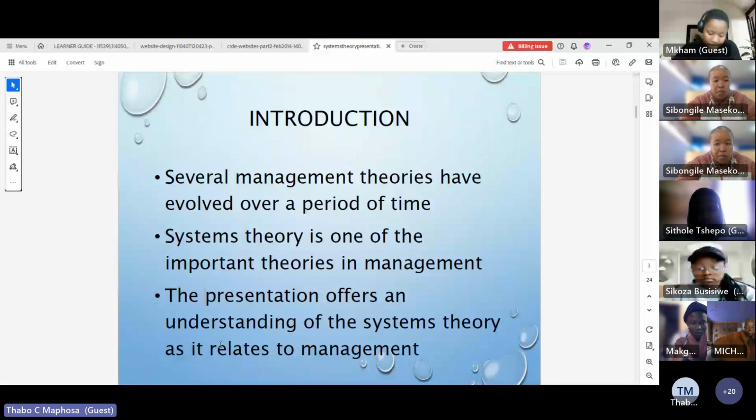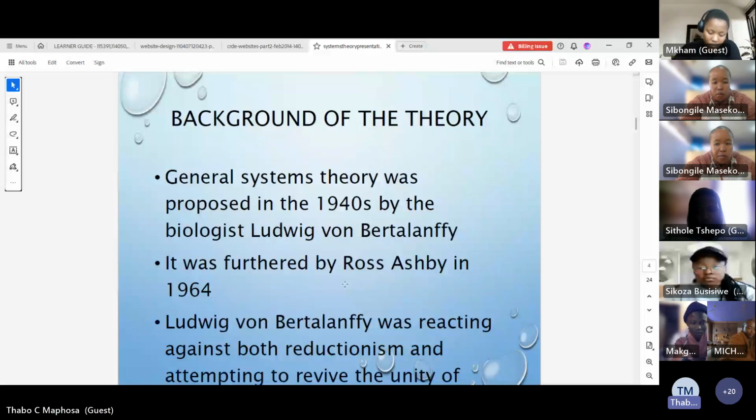We're going to marry it to IT a little bit later, but for now, let's understand the background first. The general systems theory was proposed in the 1940s by a biologist called Ludwig von Bertalanffy. And then it was furthered by Ross Ashby. I'm pretty sure a lot of people will know this name. He's the one who furthered this particular theory.